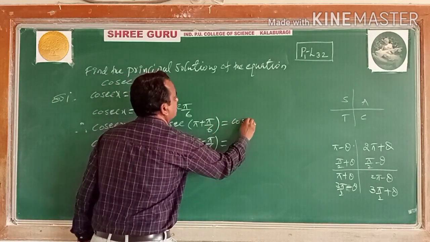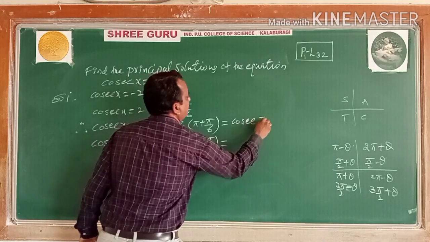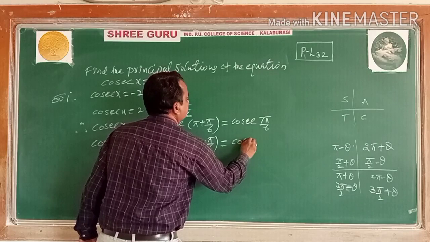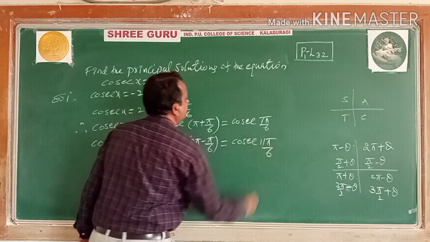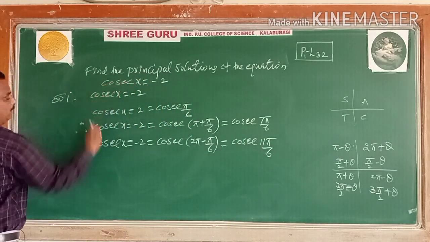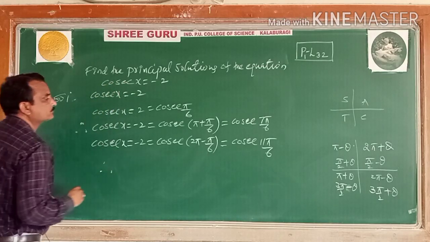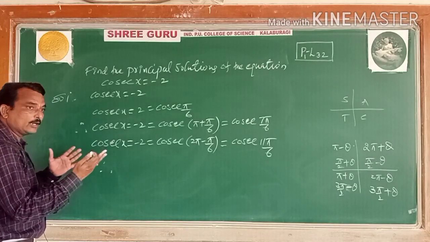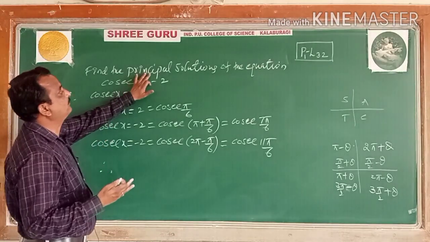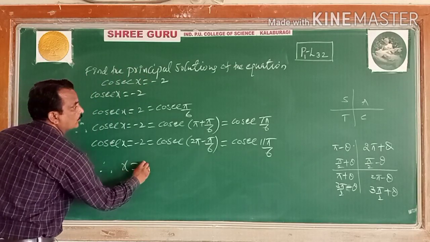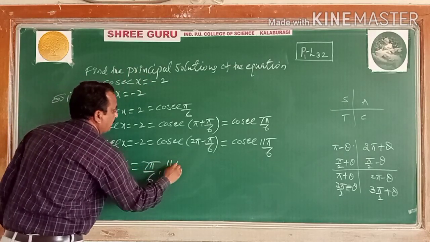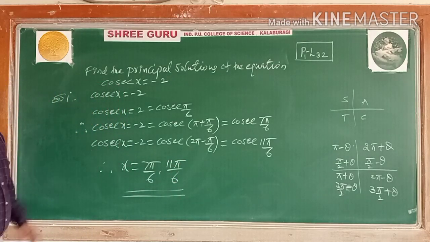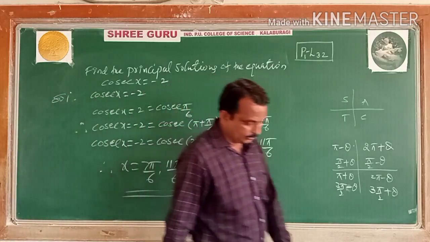Pi plus pi by 6, 6 pi plus pi, 7 pi by 6. And 12 pi minus pi, 11 pi by 6. It means these two values satisfy the given equation. Such values are the solutions of the trigonometric equation. These two are within the period of 2 pi, so they are known as principal solutions. Therefore x equals 7 pi by 6 and 11 pi by 6. These two are the principal solutions of the given equation.